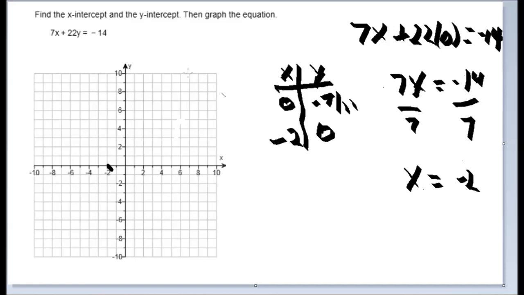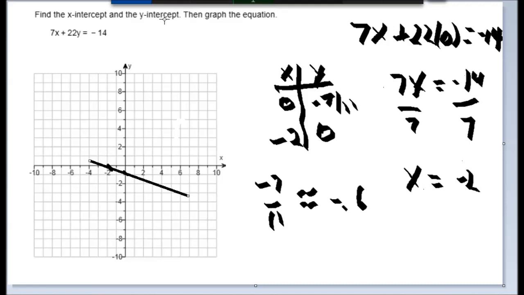So negative 7 over 11, put into a calculator, is approximately equal to negative 0.6. So we can go to negative 0.6, which is a little bit more than a half, roughly about right there, as a little bit of an estimate. And then we can run a line through those 2 points. Let me do that a little bit nicer. Okay, so your line would look something like that.